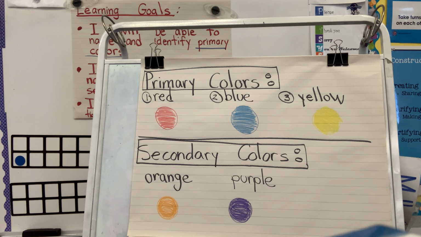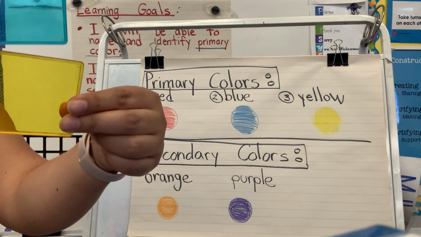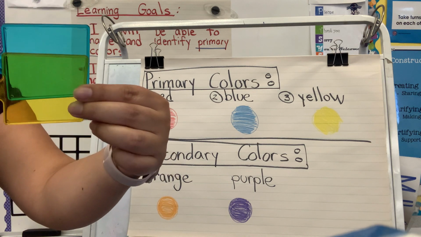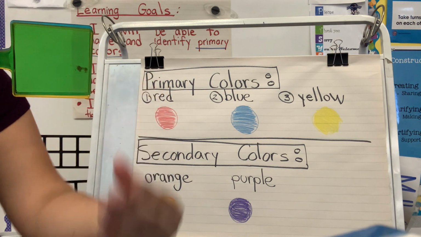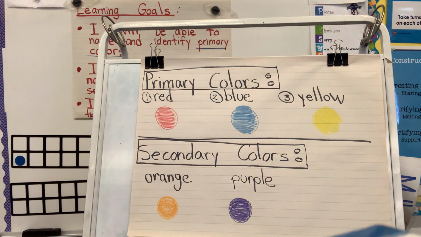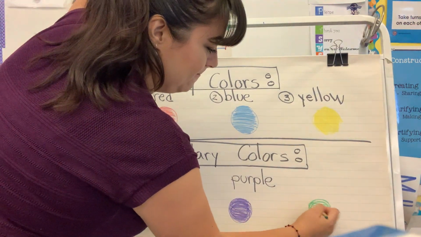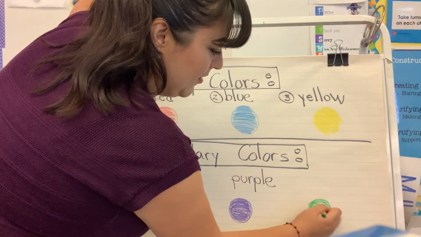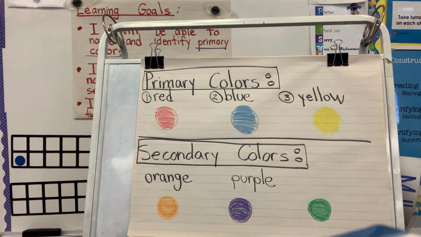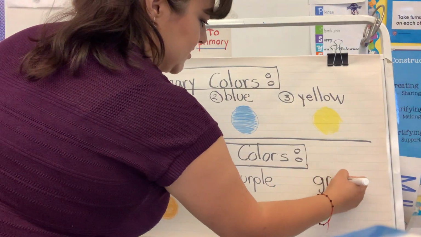Oh, let's try it. Here's our blue. Here's our yellow. We're gonna combine. What? Did you see that? We made green. So these two colors made a secondary color, and that was green. Now, if you have paints at home, you can use them to mix these primary colors and make the secondary colors.